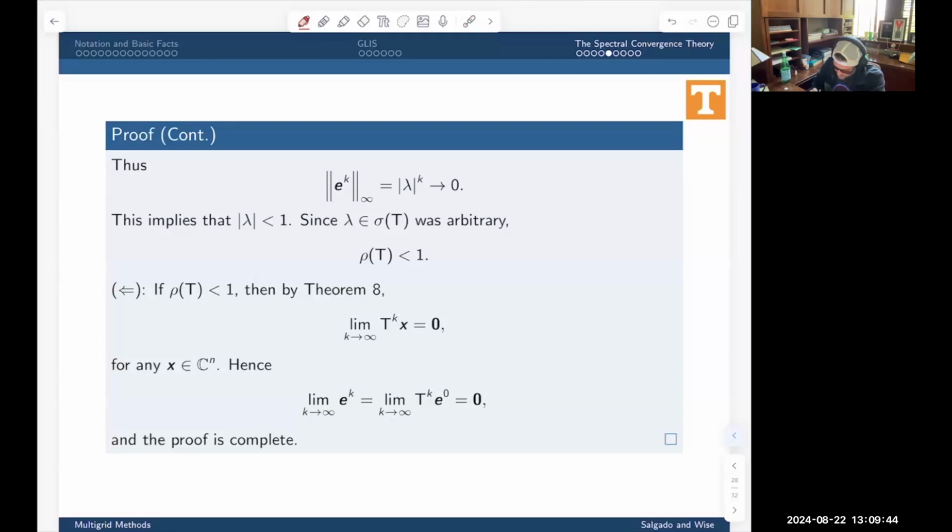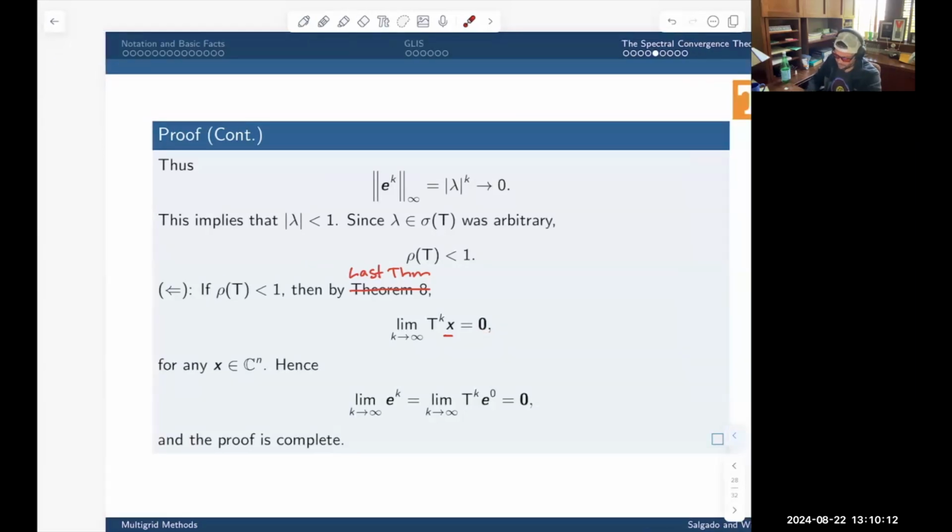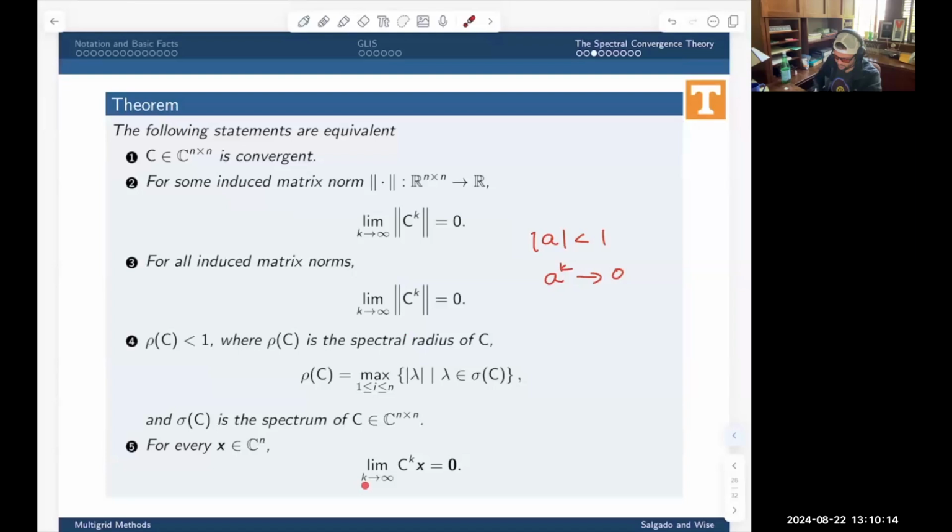Okay. Now, let's go the other way. Let's assume that rho is strictly less than 1. Then this should say not theorem 8, this should say the last theorem. By the last theorem, for any x, remember, for any x, the limit as k goes to infinity of T^k times x is equal to 0. Right? Because that was this equivalence. So we're really using just the equivalence of these last two. That's all we need.